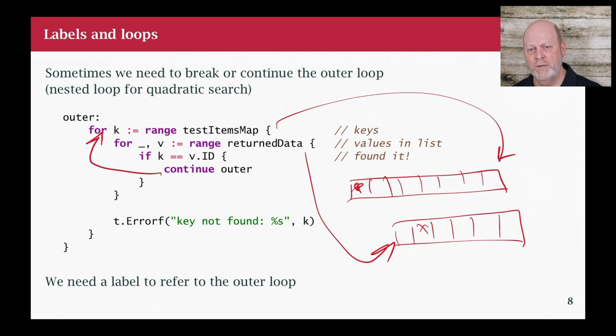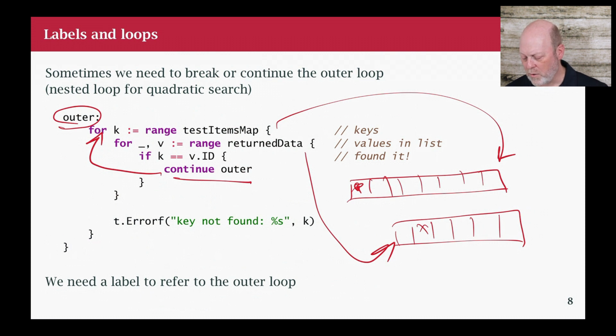So I need to do a continue from the inner loop, but what I'm actually continuing is the outer loop. And I've done that by giving the outer loop a label. Now, the word outer here is just an identifier. I picked it. Convenient for me to use outer. It makes it pretty clear because I'm saying continue outer, and I gave the outer loop the name outer. But it's a label. I made it up. It's some name with a colon. And it's just a label. It's a target for that continue to go to.